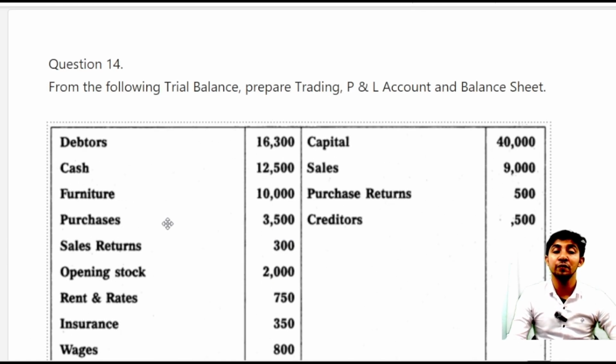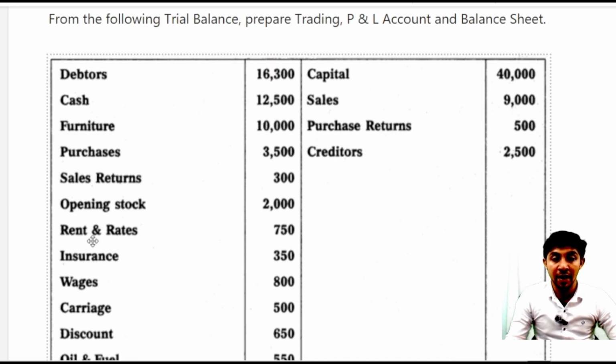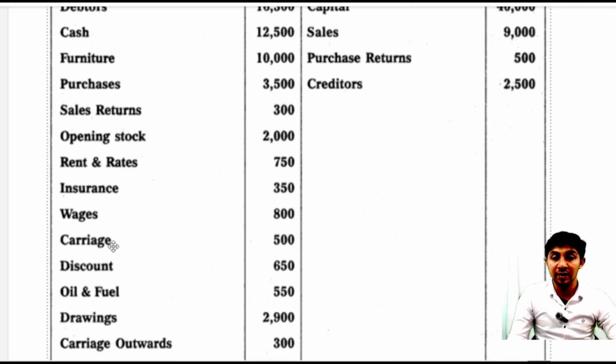What do you understand by the word trading expenses? It is nothing but all the expenses related to goods and all the expenses related to the factory. Let us see: debtors is our asset, cash is our asset, furniture is our asset. Purchases we have considered, sales return we have considered, opening stock we have considered, rent and taxes go to the profit and loss account debit side, insurance goes to the profit and loss account debit side, wages we have considered, and the next item is carriage.